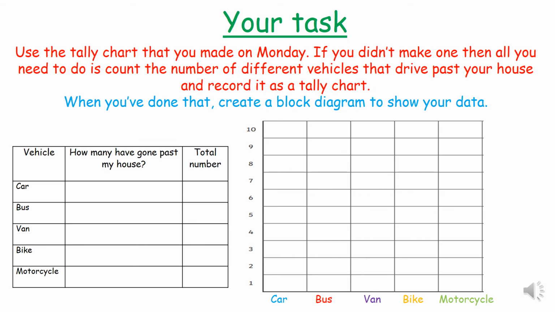And what you're doing with that information is you're creating a block diagram to show your data. That means you need to carefully draw the squares using a ruler to represent the number of cars, the number of buses, the number of vans, the number of bikes, and the number of motorcycles on your own block diagram. And then afterwards, you'll be able to compare the data and maybe even interpret the data.